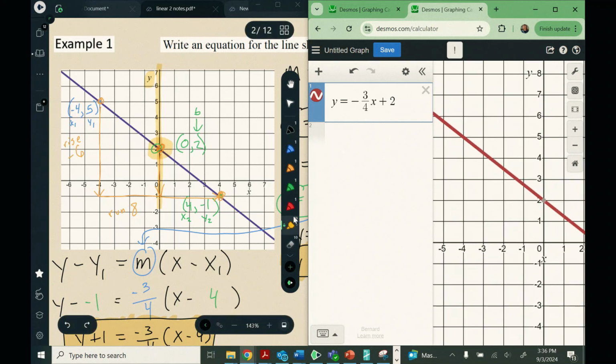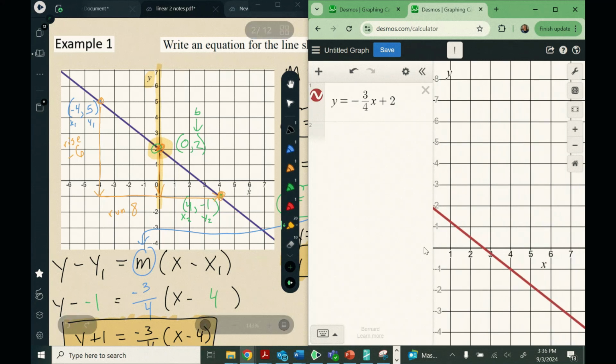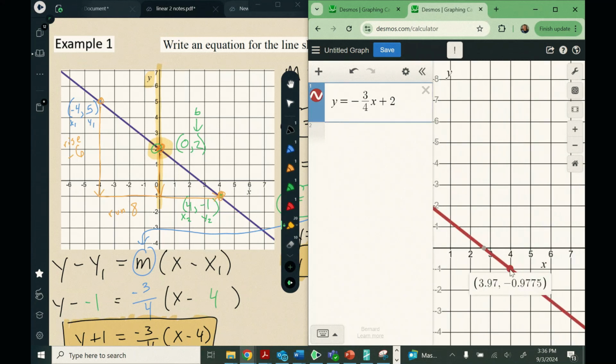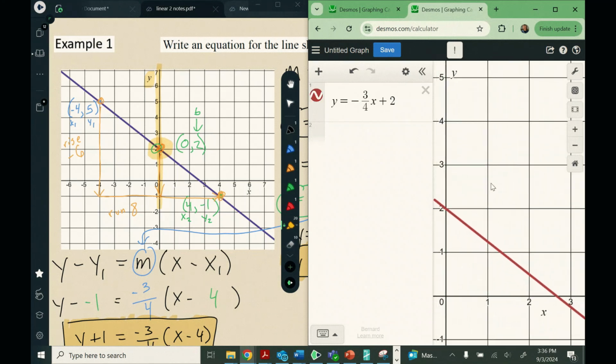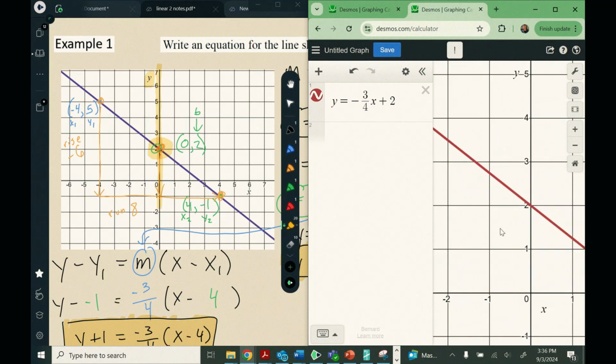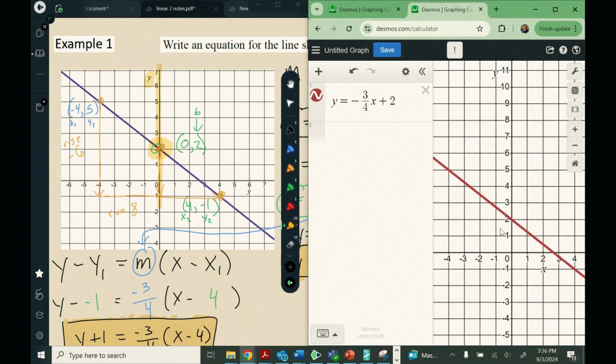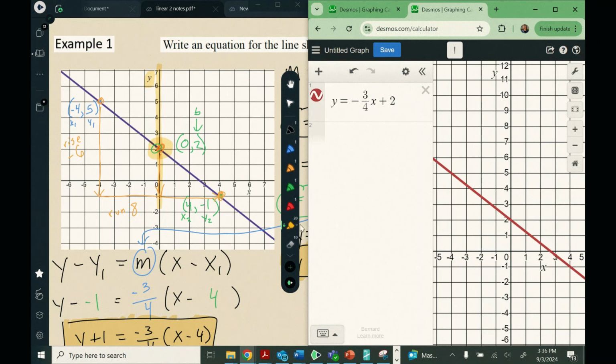Let's see, we have the point 4, negative 1. Do we have that over here? Yeah, here it is. Look, 4, negative 1. That's it right there, 4, comma, negative 1. Okay, so we have the correct graph. So we know that our slope-intercept form is correct.